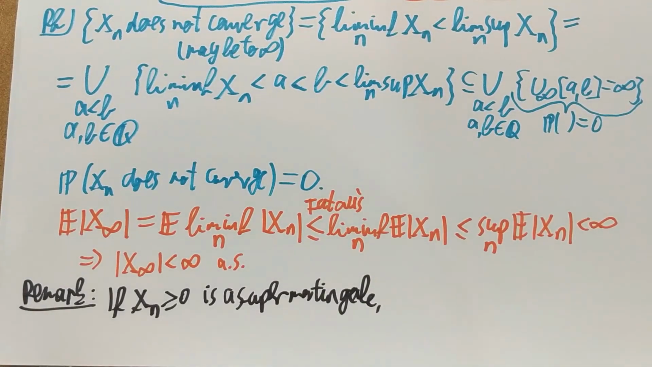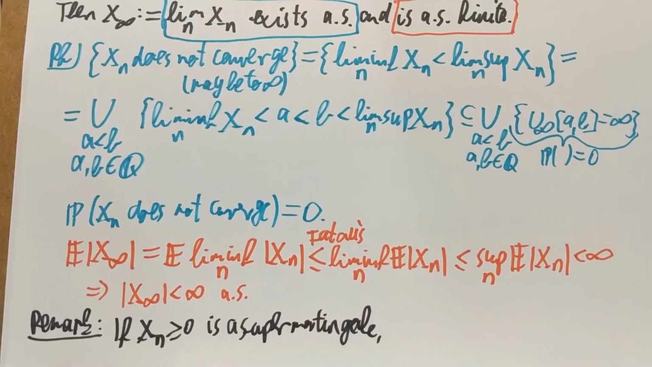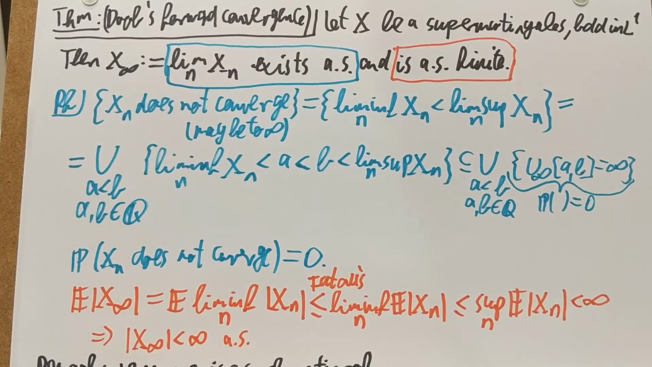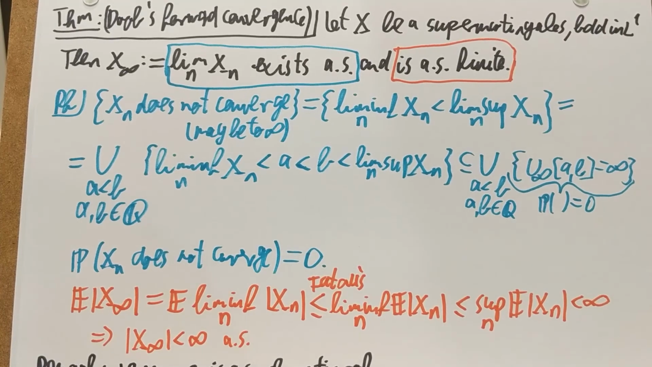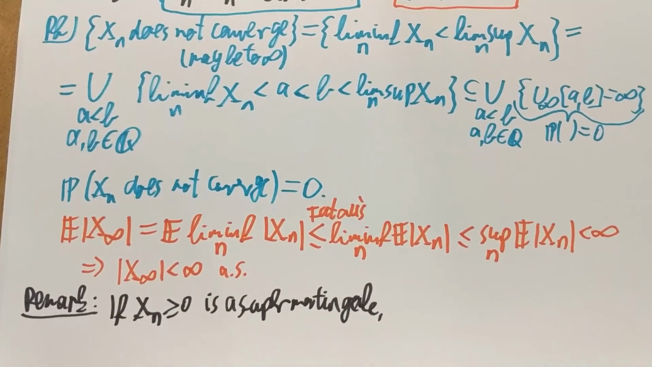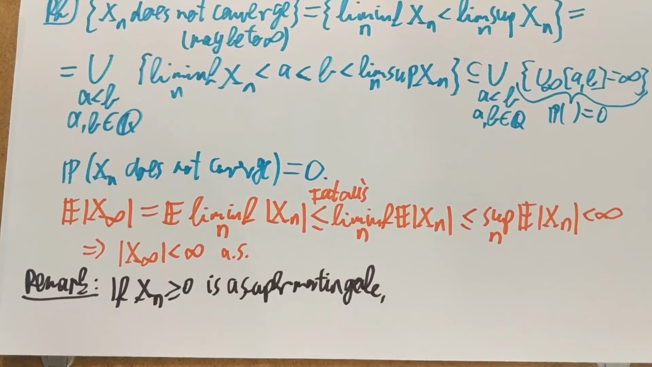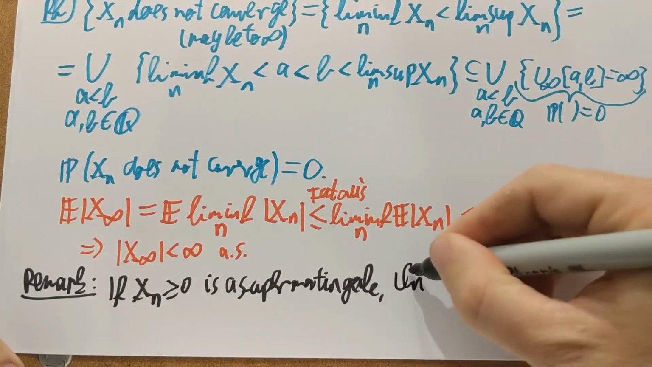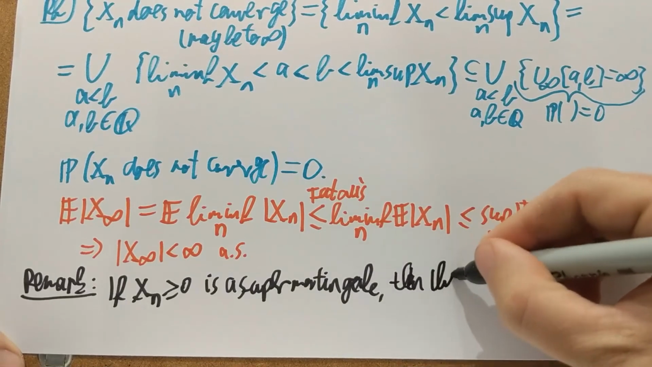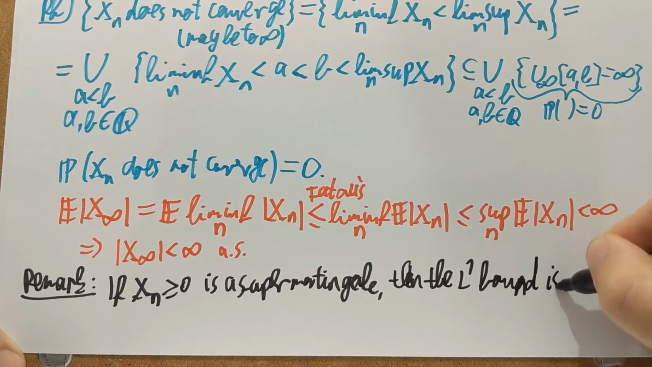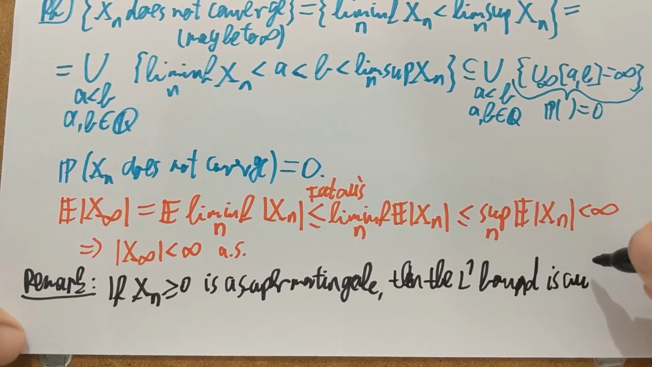okay, so let me just recall how it differs from my assumption up here. So for Doob's forward convergence theorem, I assumed it to be a supermartingale, but I didn't say anything about its sign. So it could be positive or negative at this point. I just want it to be a supermartingale and bounded in L1. My remark is the following. If it's a supermartingale but non-negative, then I don't need the L1 bound. Then, in fact, the L1 bound is automatic. I don't need to assume that.